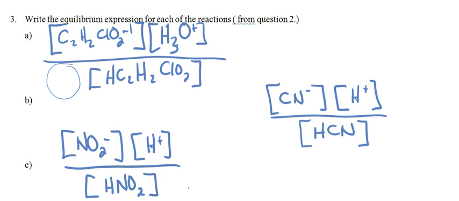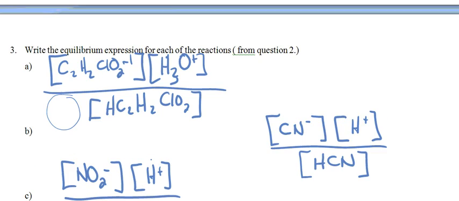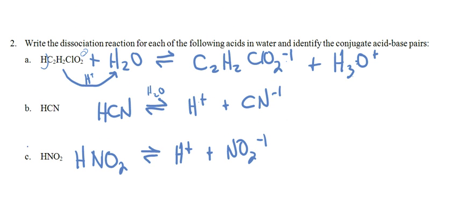So those are the expressions. Make sure you know the difference between expression and equation. I sometimes assume that you guys understand what I'm saying when I say write the expression out. Always write the expression out for any problem that you're doing, especially if it's equilibrium type things. So the expression is products over reactants. The equation is what we did right here. So these are the equations, or the dissociation reaction.